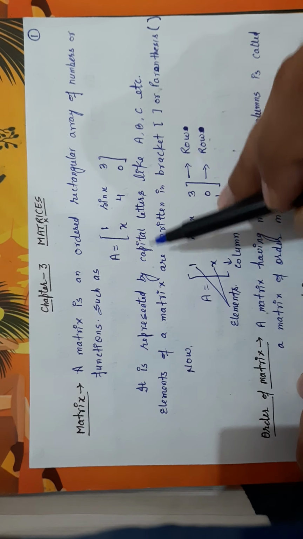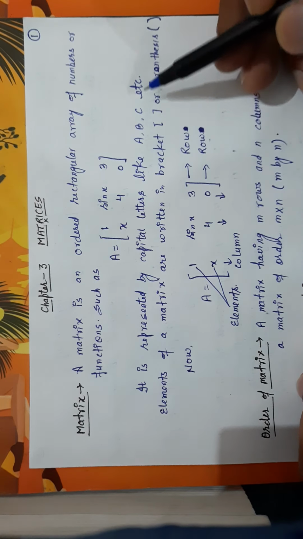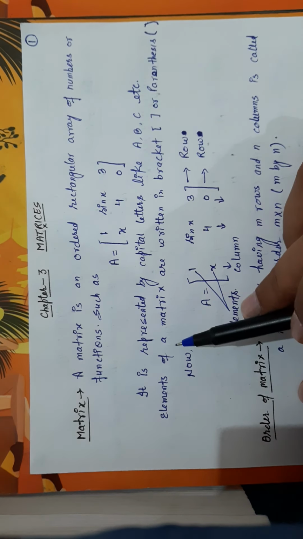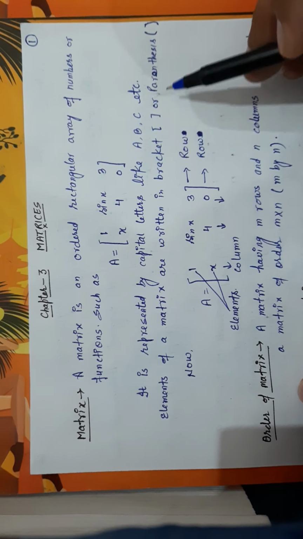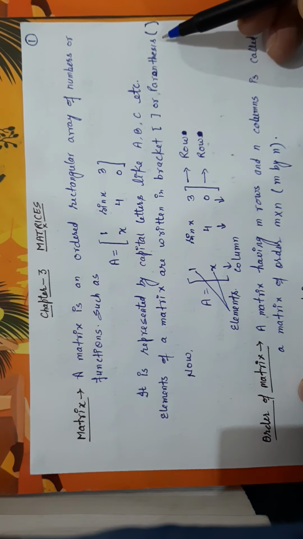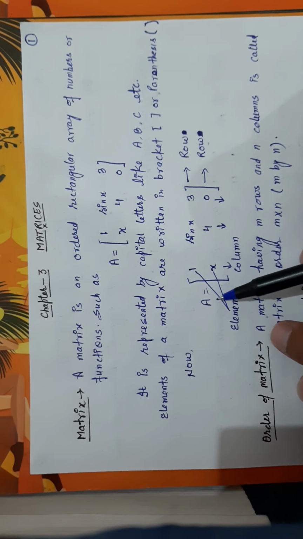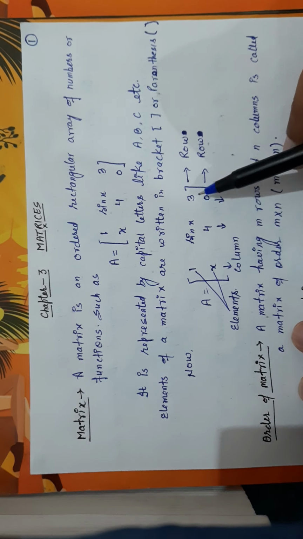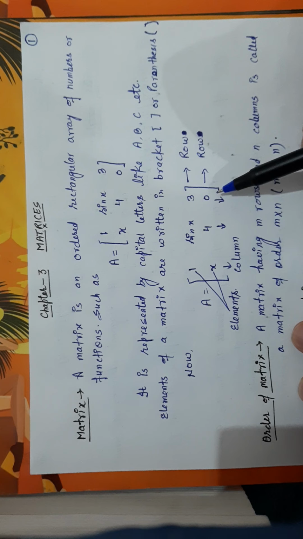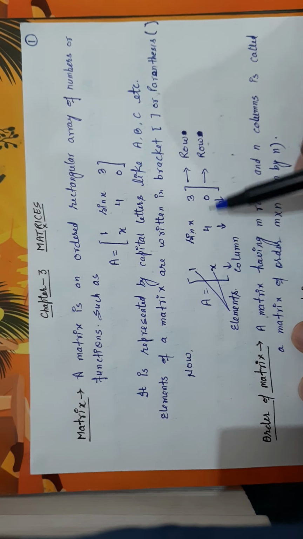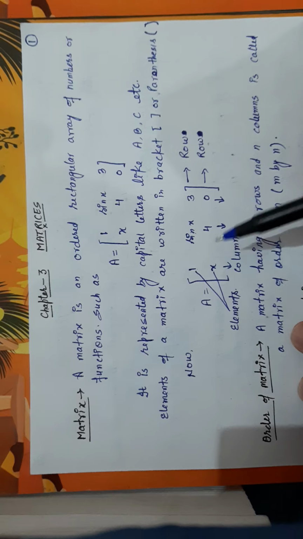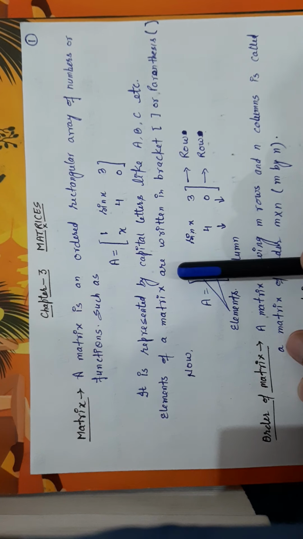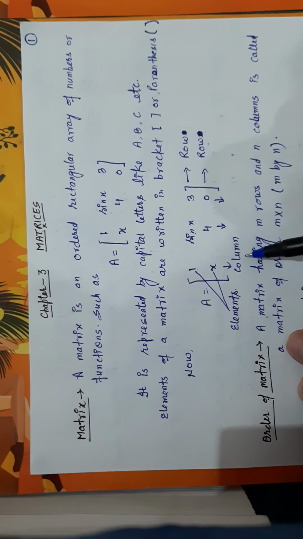This is represented by capital letters like capital A, capital B, capital C, etc. Clear? Elements of matrix are written in brackets or parentheses. Clear? Now, matrix A equals to, which is given above, 1, sin x, 3, x, 4, 0. These all are the elements for this matrix. Horizontal lines are called rows and vertical lines are called columns for the matrix.